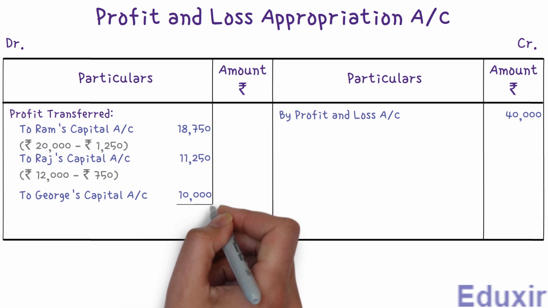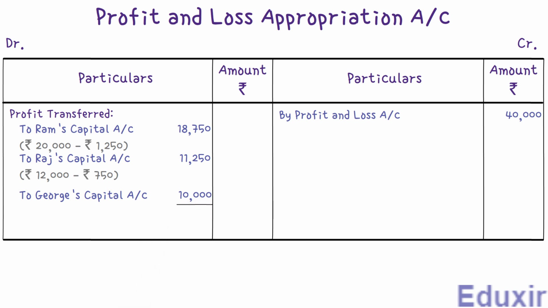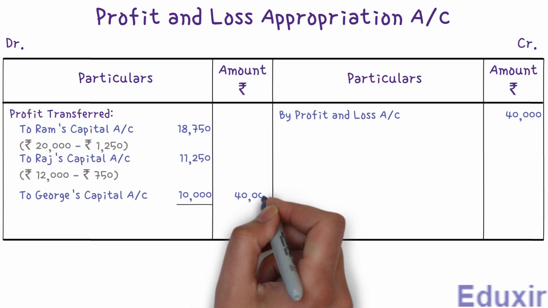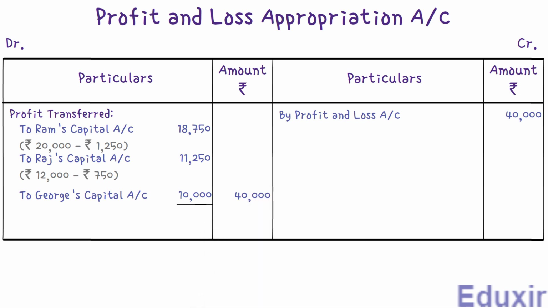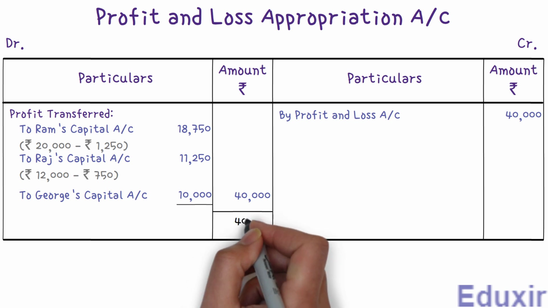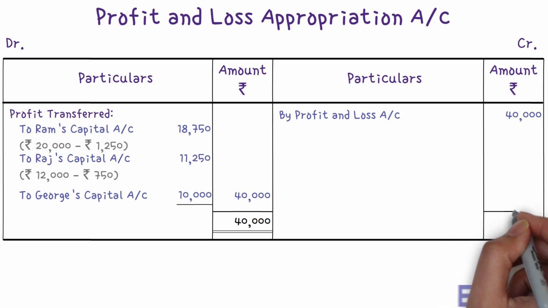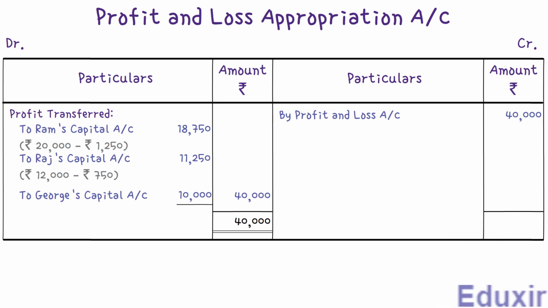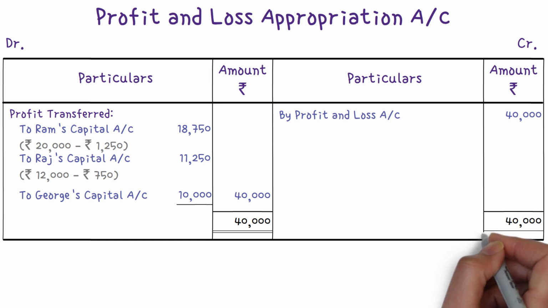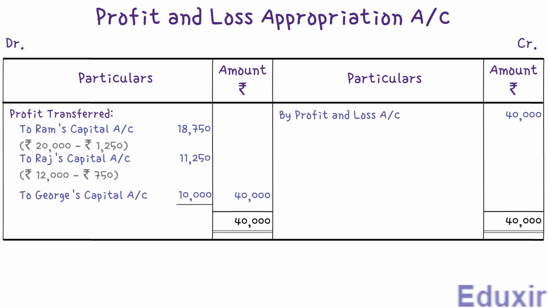Now, the total profit share of all the partners is equal to 40,000 rupees. Let's write this amount in the amount column. Now, the total on the debit side of the profit and loss appropriation account is 40,000 rupees. Similarly, the total on the credit side of the profit and loss appropriation account is 40,000 rupees. So the profit and loss appropriation account is balanced. With that, we have come to the end of this problem.